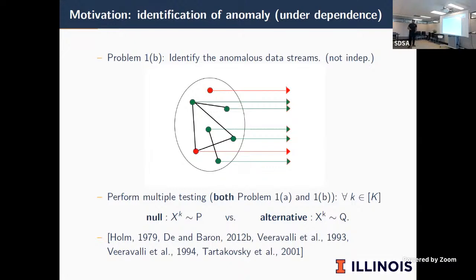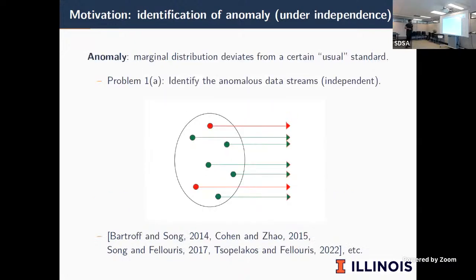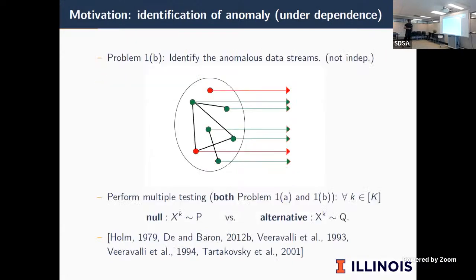So what's 1A? 1A is when we have independent streams, so there is no edge, meaning no dependence. And 1B is our dependent streams. These problems are tackled in a similar way, but they have some fundamental differences that I'll talk about next.